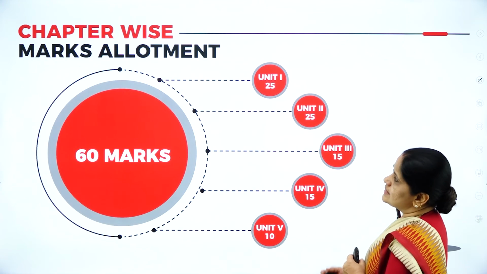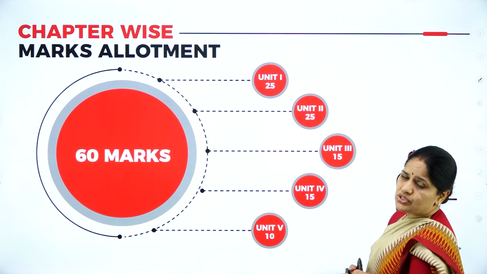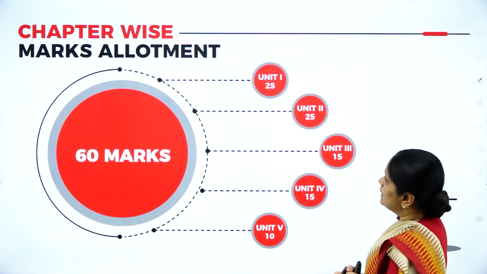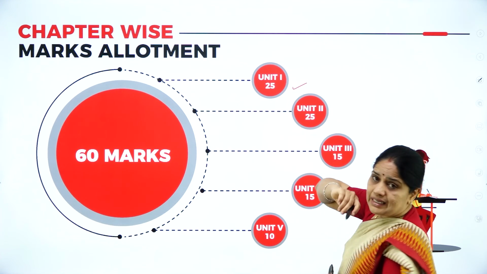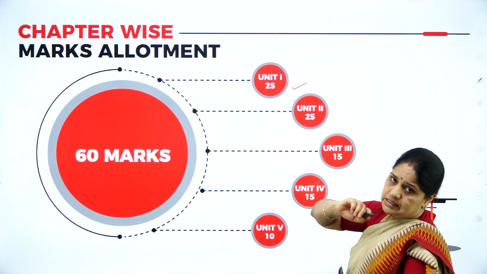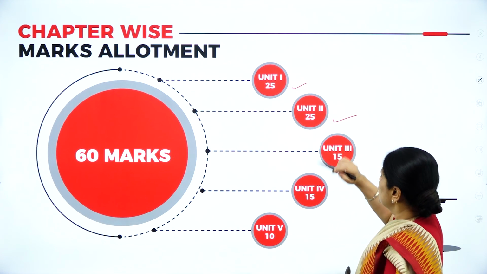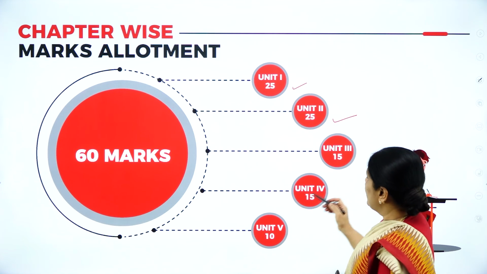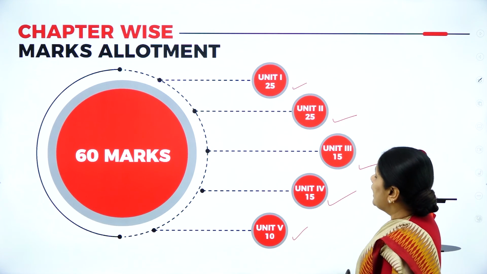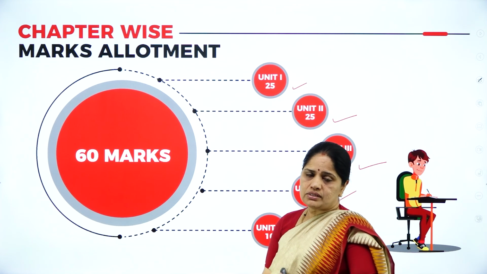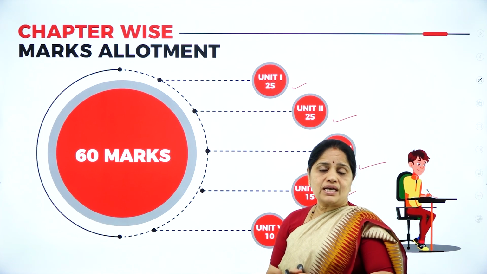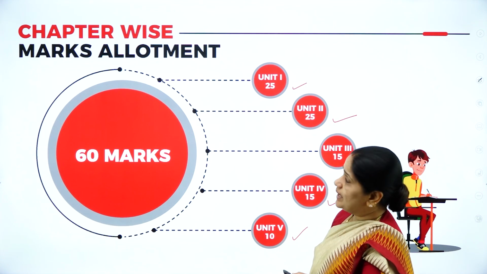So there are these 3 books you can have for the reference. Then next, chapter wise marks allotment. So I have a rough calculation of the chapter wise marks allotment here. So unit 1, you can expect up to 25 marks from unit 1. From unit 2 also you can expect up to 25 marks. Unit 3, 15 marks. Unit 4, 15 marks. And unit 5, it will be 10 marks. So altogether, based on the weightage of the questions, you can prepare yourself for the examination.